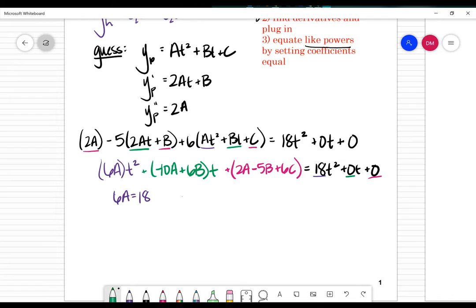But that will assist me when I go to set up the rest of them, which I'm going to do here real quick. So negative 10a plus 6b equals 0. And then 2a minus 5b plus 6c equals 0. Now you see why all of these terms were vital, because we do have an a, b, and c that we're solving for here. And so it is important that I included these terms that even had a coefficient of 0.